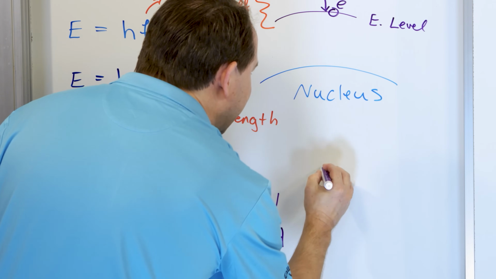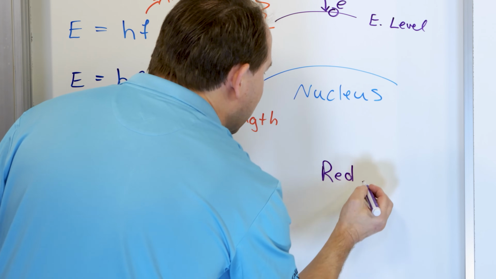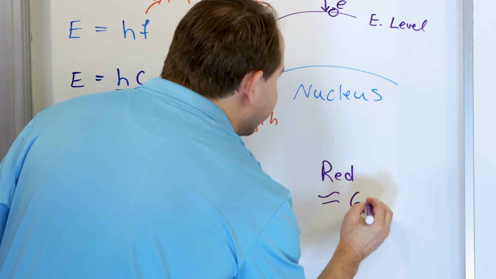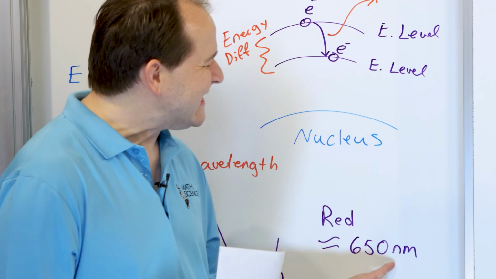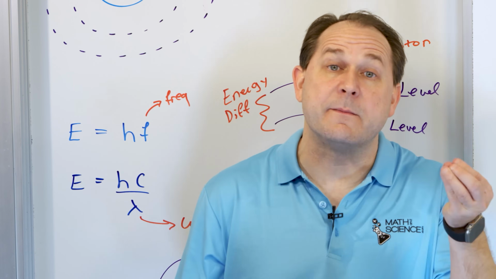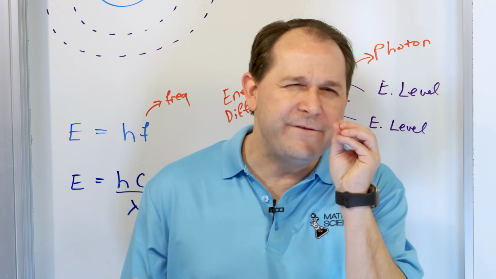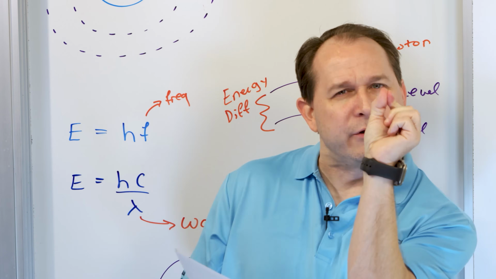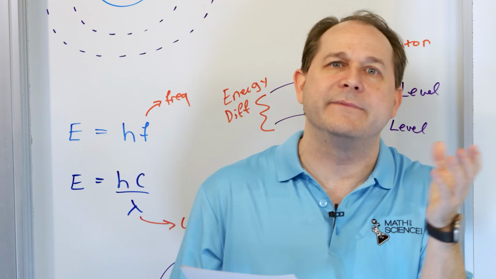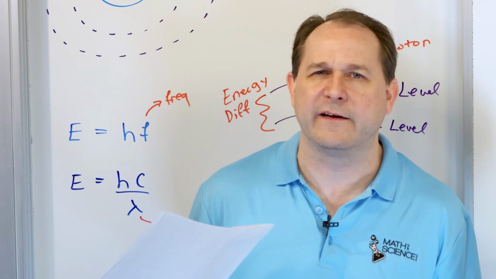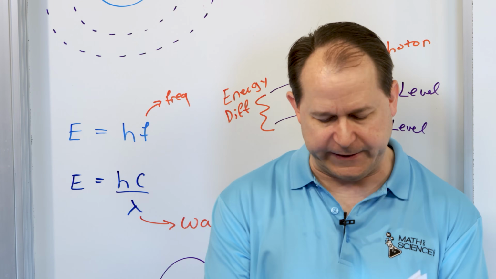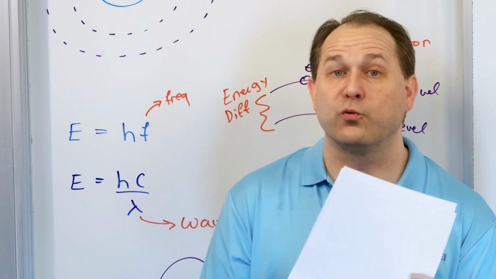Now for laser light, it's typically red, although there are other colors, and it's usually somewhere around 650 nanometers. Nano means 10 to the minus 9 meters. So a very, very small fraction of a meter is the length of the wave that comes out of one of these lasers. For red light, it depends on the color, but for a red laser, that's what it would be.